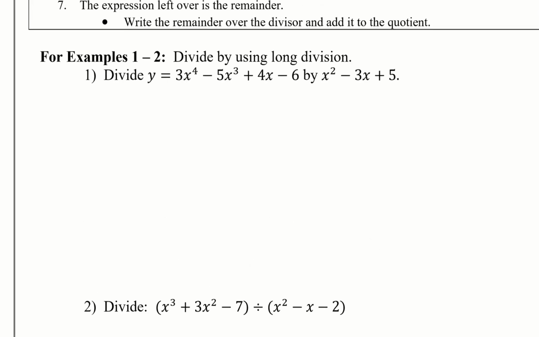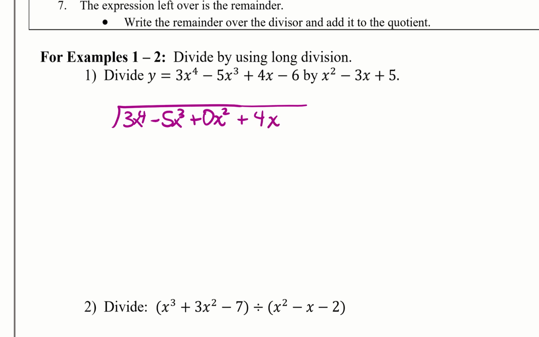Okay, so let's try this one. The first one mentioned is my dividend. It is what would be considered the numerator. It's what's going to go inside my division. Now, as I write this out, I am going to look at these powers. If any powers of x are skipped, for example, the power of 2 is skipped, I need to still represent that power with a 0. Now, that would be true if that happens in the dividend on the inside or on the divisor on the outside. This divisor doesn't have any powers that are skipped, so I'm not going to worry about it.